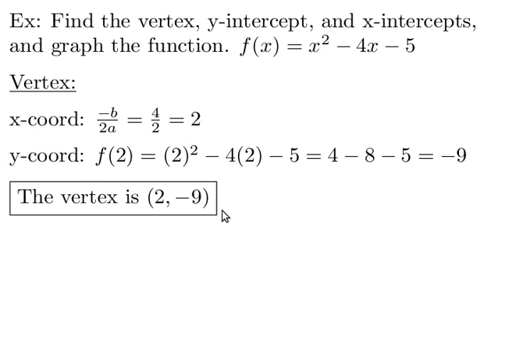So the point that I'm making here is there's a clearly marked answer. There's no room for misinterpretation. That's very good for you, and it's very good for the person grading the paper. It makes life a little bit easier to make sure the answer is perfectly clear. So that concludes the vertex: 2, negative 9. The vertex is just the first part. Now let's go on to the y-intercept.